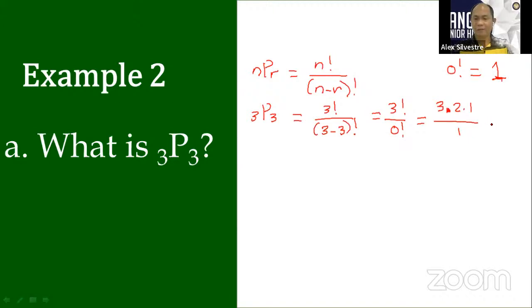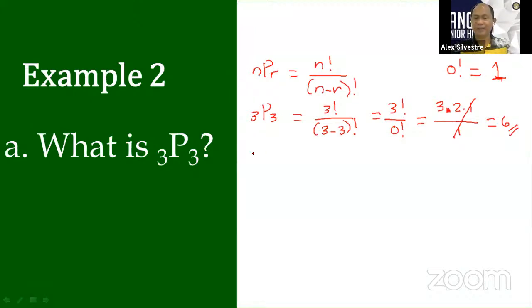Now, therefore, if you have to simplify, if you have to operate the indicated operation, by using multiplication, our numerator will become the product, which is equal to 6, divided by 1. Or if you want, you can cancel 1, then you have to multiply 3 and 2, wherein the final answer is equal to 6, which will serve as your final answer if you're given 3 taken 3 at a time.